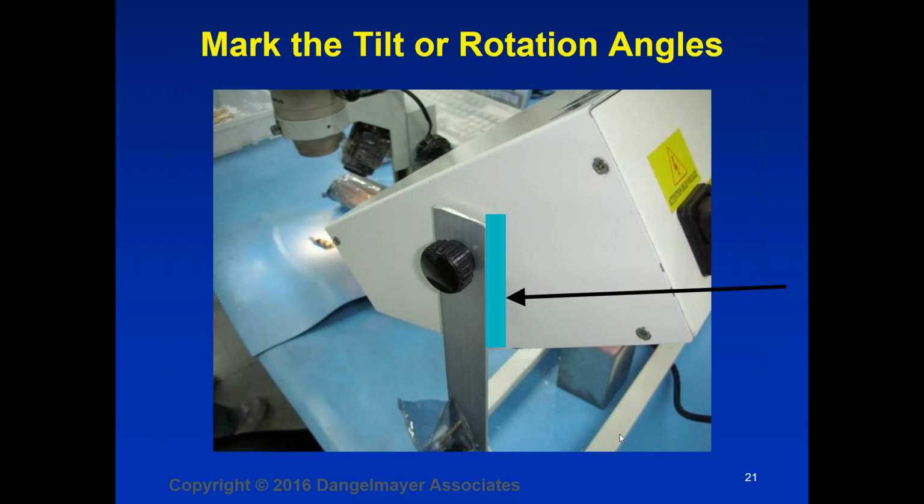You'll find also, obviously, that ionizers both rotate and can tilt, so we want to mark the tilt or rotation angle on the ionizer as well to make sure that, once again, as you see here, it's facing directly at where the sensitive product is being handled and thereby optimize its performance.